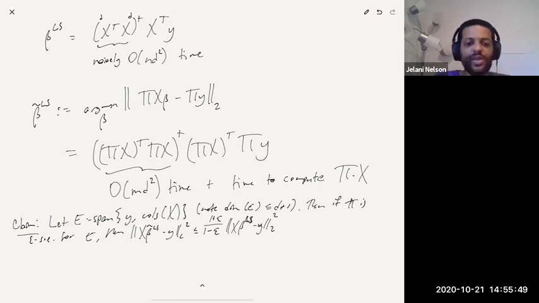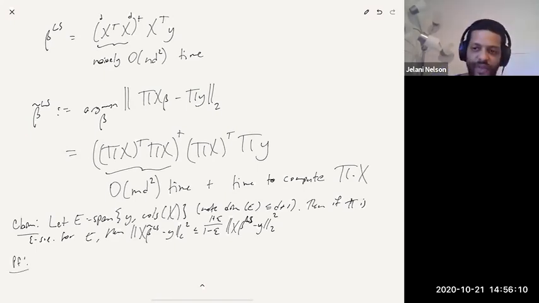Does that make sense? So what I claim is, if you do sketch and solve, the beta that you get out is almost as good as the actual optimal beta, which is beta LS. So even though we're not solving for beta LS, we're solving for something different, it does almost as well for regression. Okay, and let's prove that.